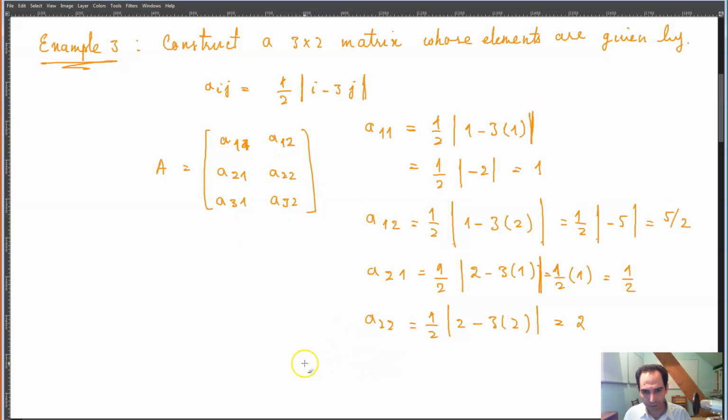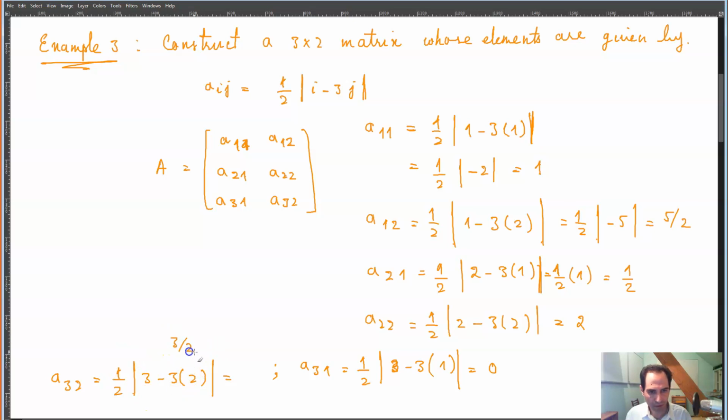A of 3 1 is equal to 1/2 times the absolute value of 3 minus 3 times 1, right? And that is 3 minus 3, which is equal to 0. 0 times 1/2 is equal to 0. And also A of 3 2 is equal to 1/2 times the absolute value of 3 minus 3 times 2, which is 3 minus 6, which is equal to negative 3. That becomes positive 3, so that is 3/2.